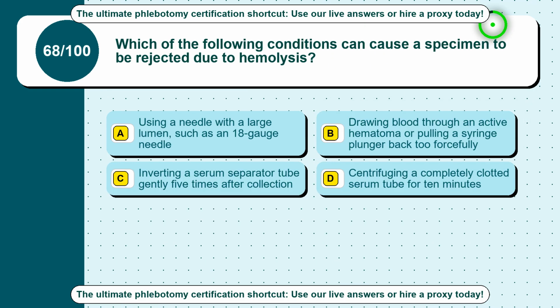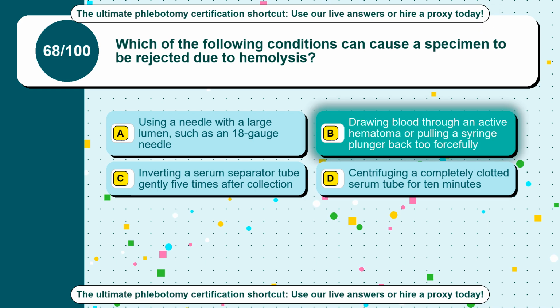Question 68. Which of the following conditions can cause a specimen to be rejected due to hemolysis? Option A. Using a needle with a large lumen, such as an 18-gauge needle. Option B. Drawing blood through an active hematoma or pulling a syringe plunger back too forcefully. Option C. Inverting a serum separator tube gently 5 times after collection. Option D. Centrifuging a completely clotted serum tube for 10 minutes. The correct answer is option B.